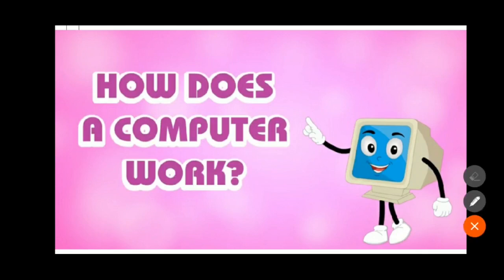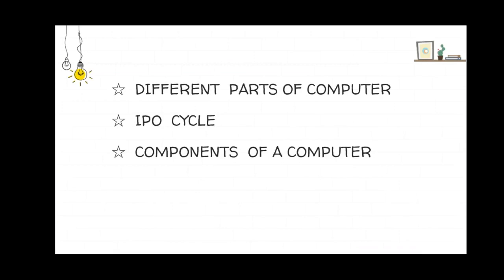As our body works with the help of different parts of our body, like from hands we write, with our legs we run, walk, and play, in the same way, there are different parts of a computer which help it to perform its task. So, this module will help you to understand different parts of a computer, the IPO cycle, and components of a computer.